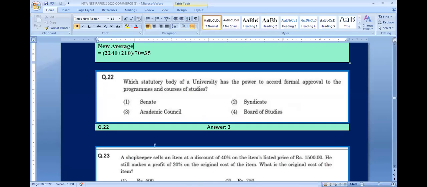Which statutory body of the university has the power to accord formal approval to the programs and the courses of studies? It's the academic council which approves courses. Board of studies proposes the courses.